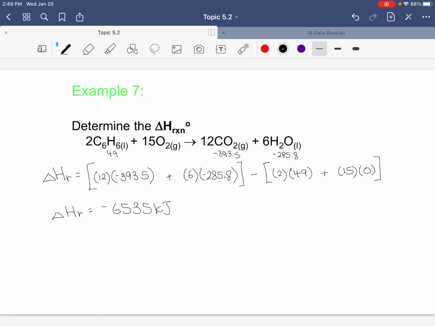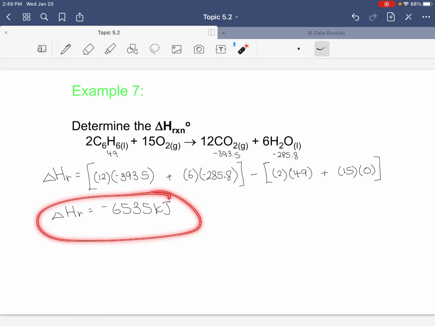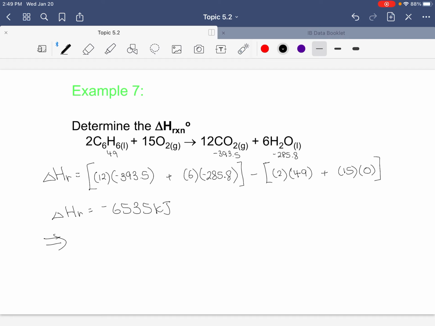Now, remember the definitions. It's very important that you understand this number, not just say, that's the number. When you're combusting benzene, it doesn't yield this amount. It yields this amount for every 2 moles of benzene. Let's write that down. It's very important that you write this down. That negative 6,535 kilojoules of energy was released for every 2 moles of benzene.